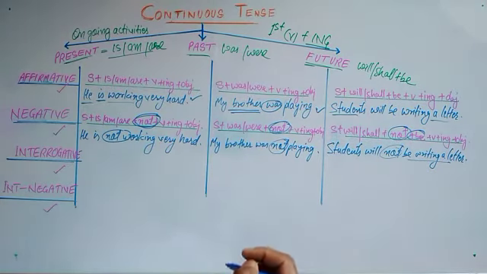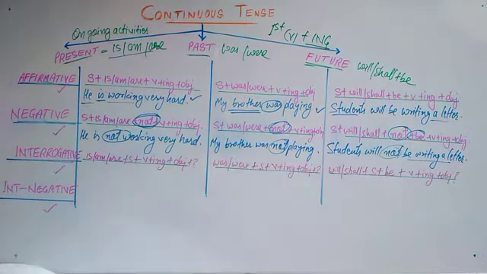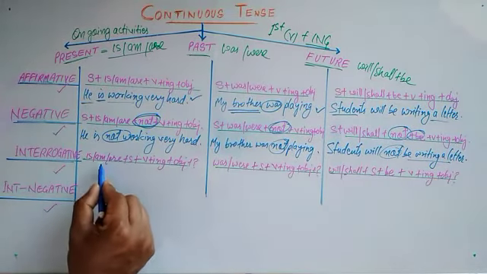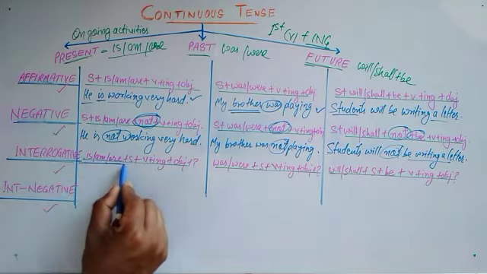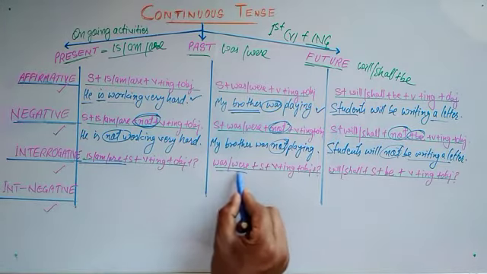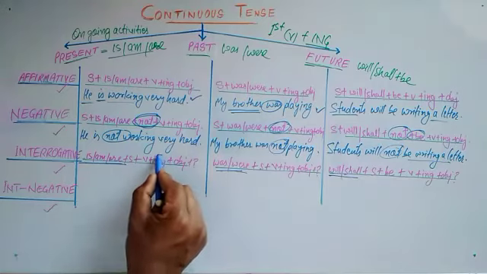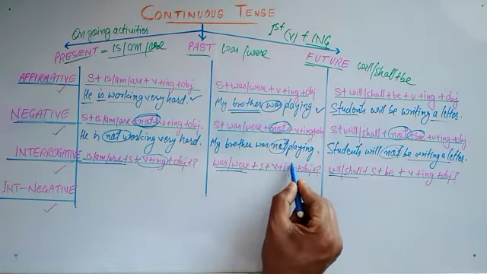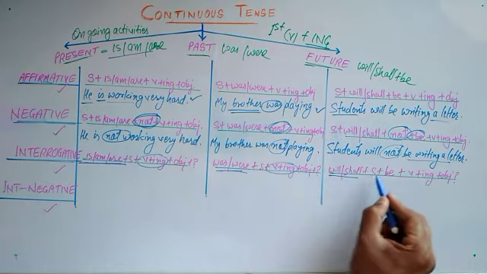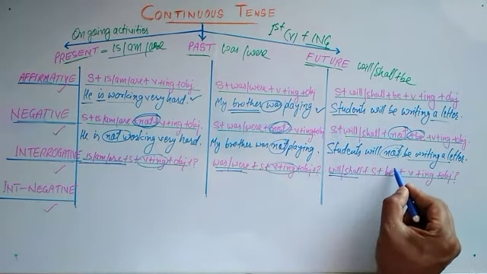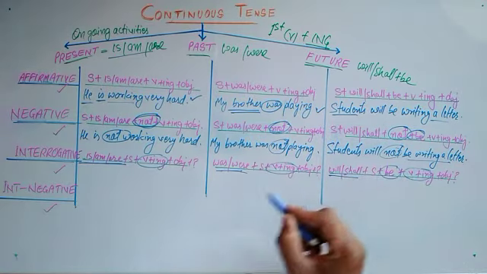Now let's move to interrogative sentences. Students, in the case of interrogative sentences we use the helping verb at the beginning of the sentence. So is, am, are at the beginning of the sentence, then here was, were, here will, shall, then subject, then first form of verb with ing. Same here, subject, then first form of verb with ing. Then same here, will, shall plus subject plus be, then first form of verb plus ing.